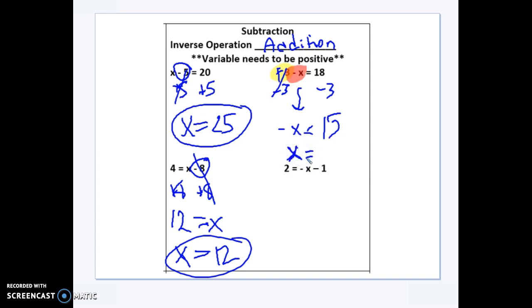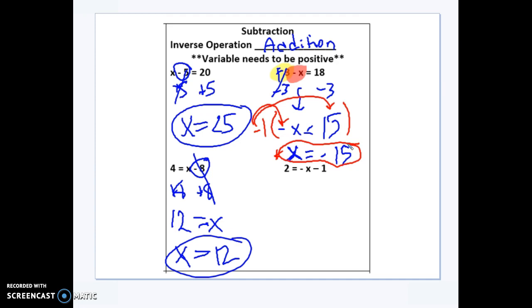Then you can also think, well, what's the opposite of 15? Well, it's negative 15. Mathematically, the way you would solve that is you would multiply both sides by negative 1. A negative times a negative makes this x positive, and negative 1 times 15 makes that negative 15. Therefore, x equals negative 15.